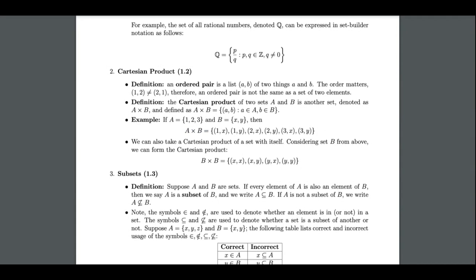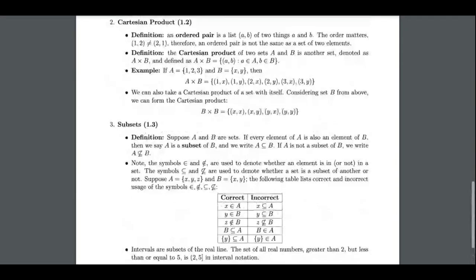We can also take a Cartesian product of a set with itself. Let's say B cross B. We will get XX, XY, YX, YY. The size of B cross B would be 2 by 2, which is 4. And of course, if we do B cross A, we would get different elements, because we switch the position. But B cross B is just B cross B. All right, any questions?